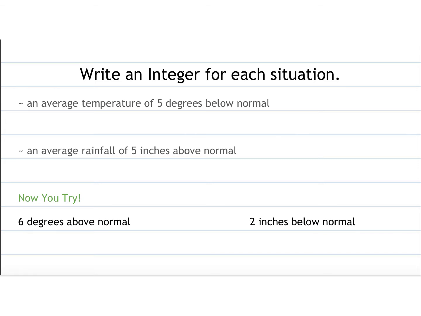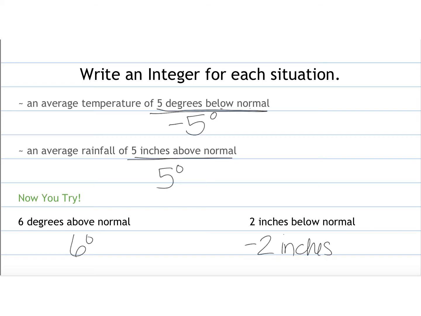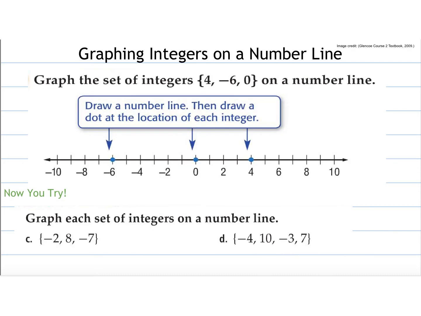Write an integer for each situation. An average temperature of 5 degrees below normal, so below normal would mean that we would write it as -5 degrees. An average rainfall of 5 inches above normal would mean 5 inches. So -5 for below normal, +5 for above normal. You try these. 6 degrees above normal would be 6 degrees. 2 inches below normal would be -2 inches. Notice that I have the label with the number, degrees or inches, then we include it.